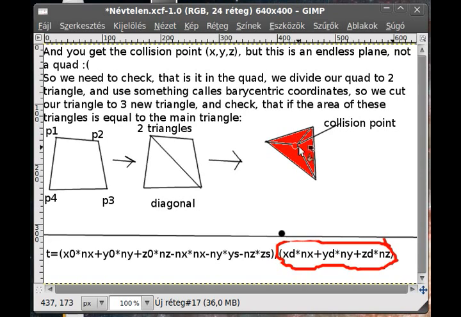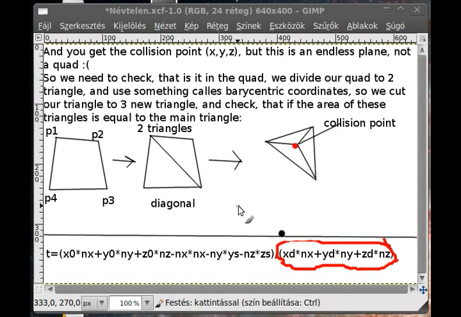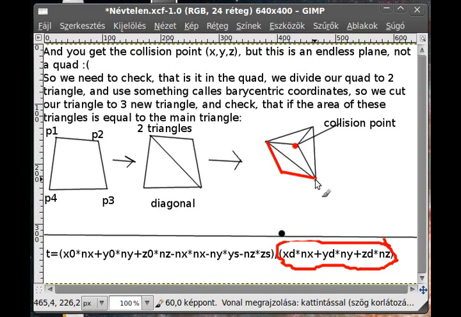If the area of these 3 little triangles is the same as the area of this big triangle, then the point is inside. If the point would be outside, so for example, let me draw a point outside, for example in here, then the 3 triangles would be this, okay, and this.